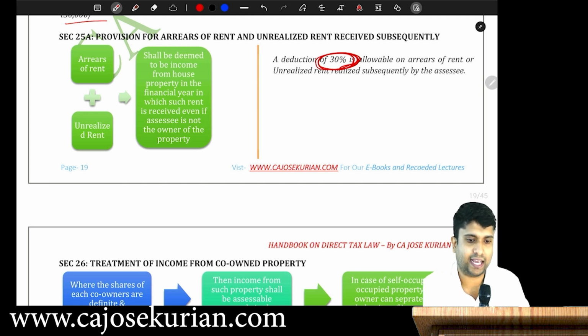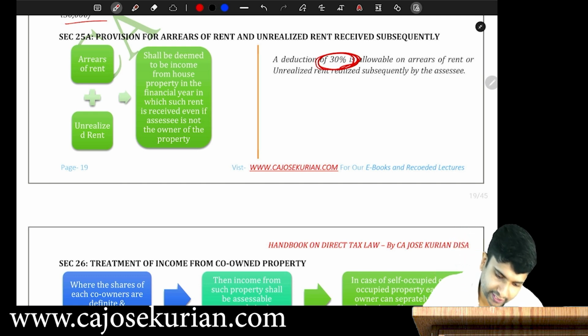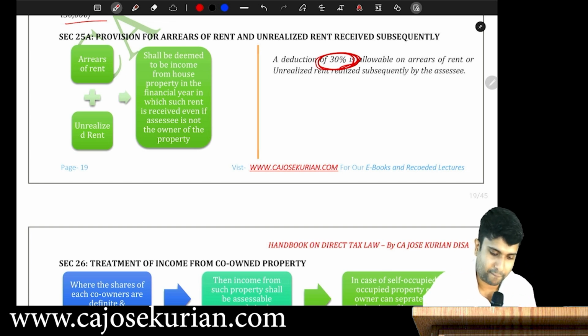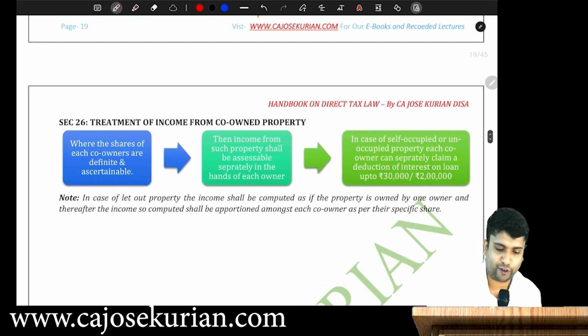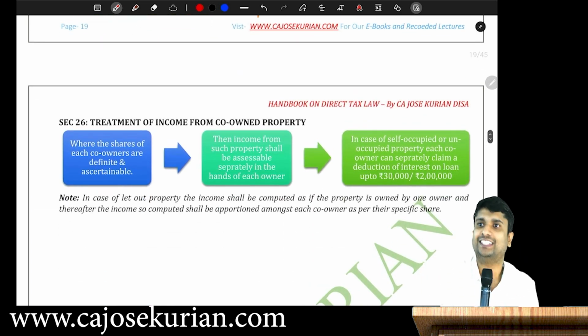Will it not be taxed under IFOS? No. That's what I said. It has to be assessed under house property even if the assessee is not the owner of the property. Okay. It is like that. Now, treatment of co-owned property. In one sentence we can finish it off.